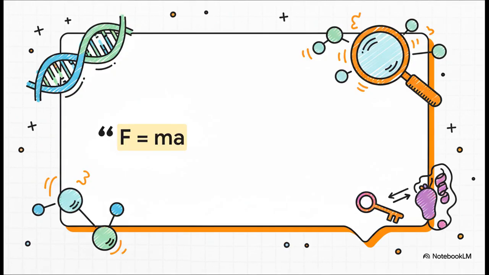Yep, good old F equals ma. Force equals mass times acceleration. It seems way too simple to power something this complex, doesn't it? But that's the beauty of it. This one equation is the absolute engine of the whole simulation. Think about it. If the computer knows all the forces pushing and pulling on an atom, the F, and it knows the atom's mass, the m, then it can perfectly calculate its acceleration, the a. And once you know how it's accelerating, you know exactly where it's going to be a split second later.